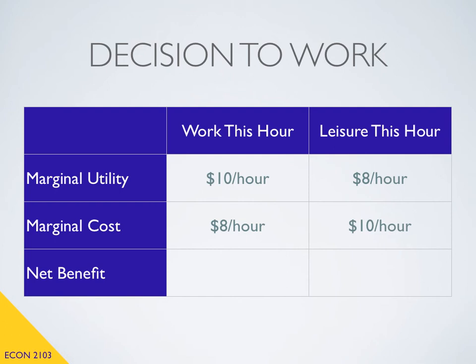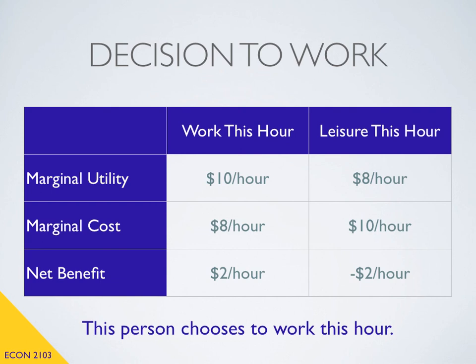Now that we've completed steps 1, 2, and 3, we can turn to the final step, computing the net benefit. If we look at the net benefit for work, we see that we have a marginal utility of $10 an hour, a marginal cost of $8 an hour. That means a net benefit for working of positive $2 an hour. When we look at leisure, we see a marginal utility of $8 an hour, a marginal cost of $10 an hour, giving us a net benefit of negative $2 an hour. Since people tend to choose the option that generates a positive net benefit, we would say that this person would choose to work for this hour.